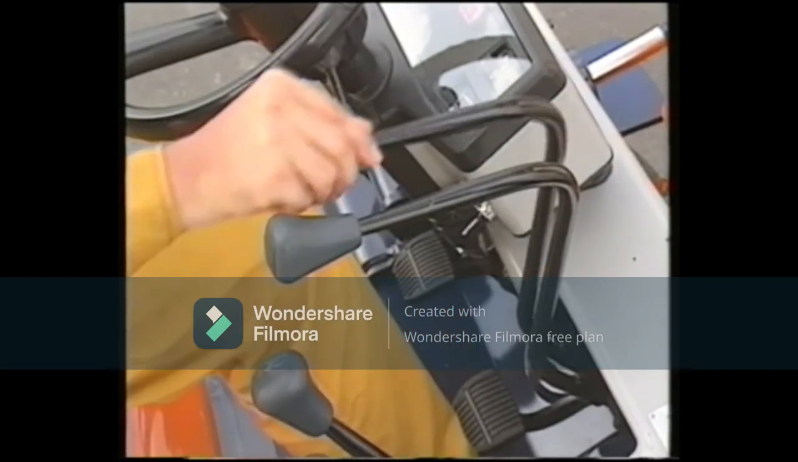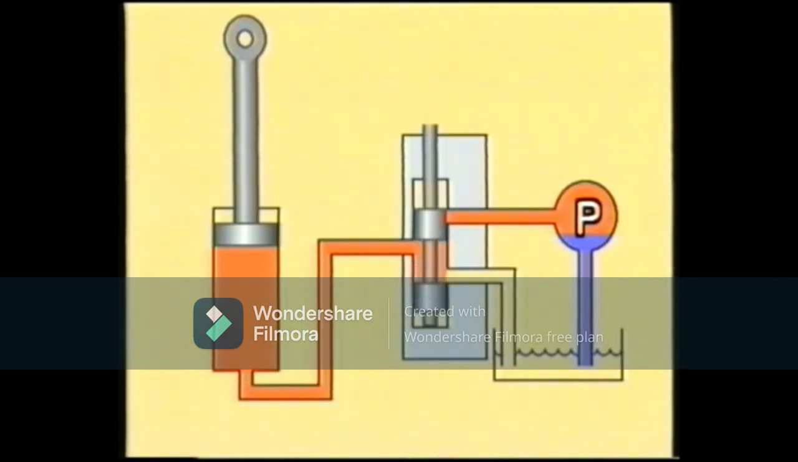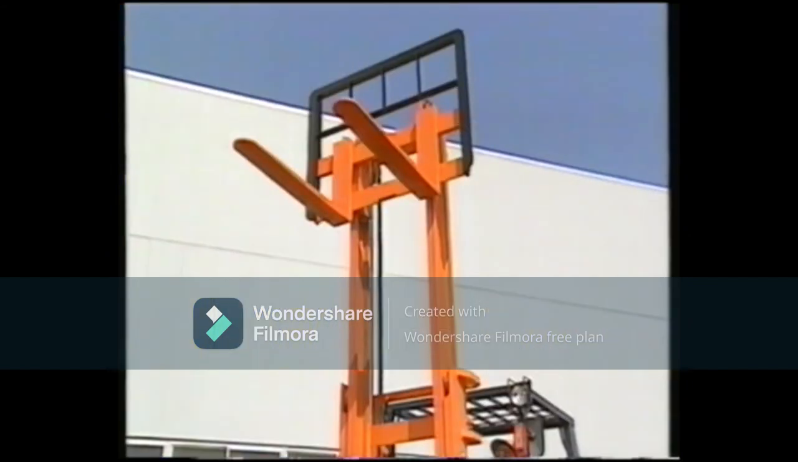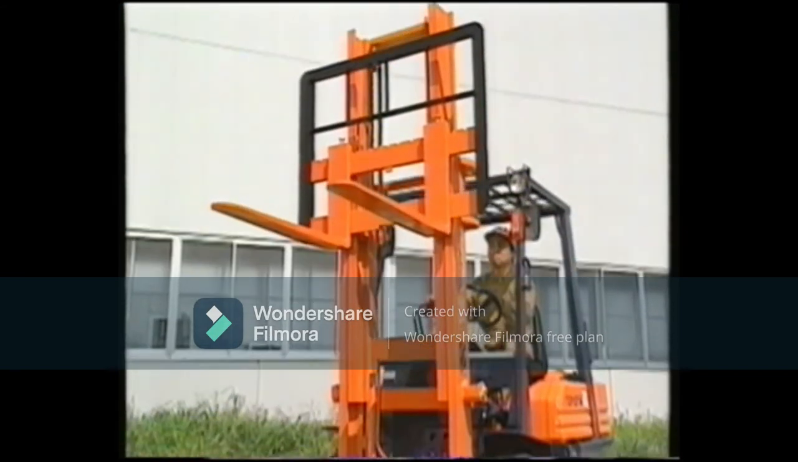When the lift lever is operated to lower the forks, the lift spool valve forms an oil passage to return the oil from the lift cylinder to the oil tank. This causes the forks to go down naturally by the weight of the forks and other components and the weight of the load.